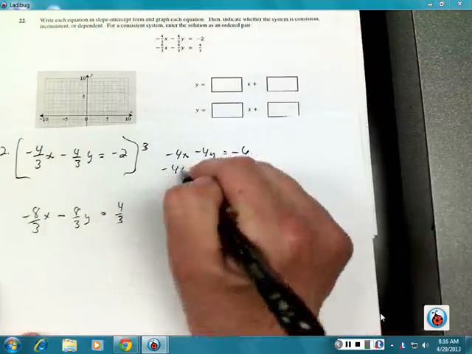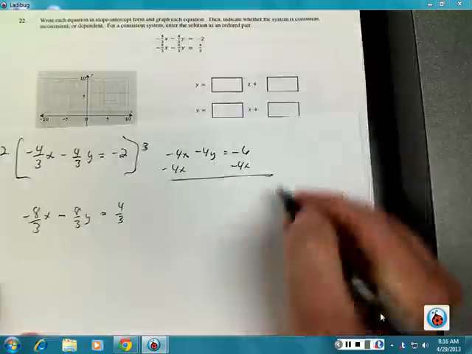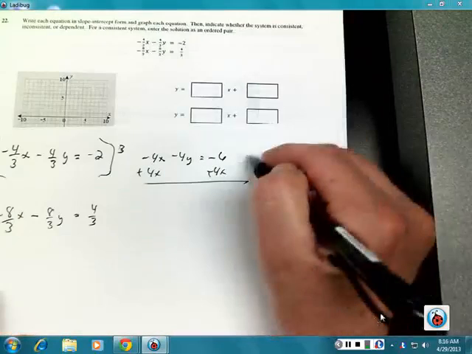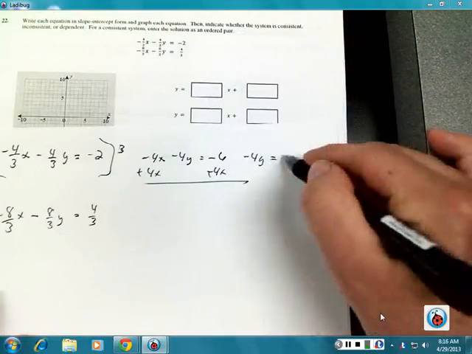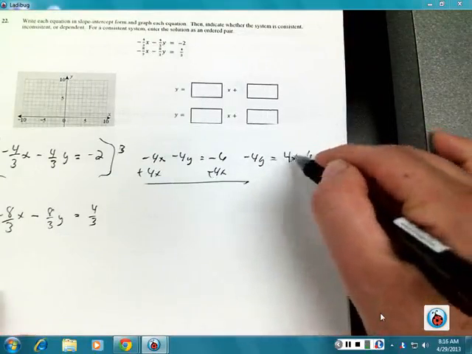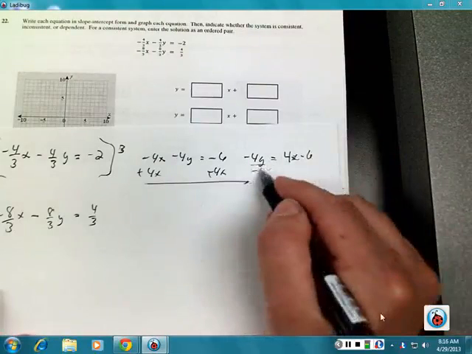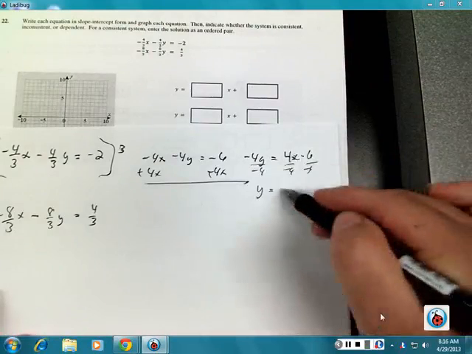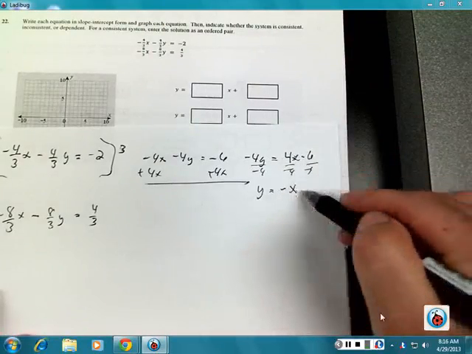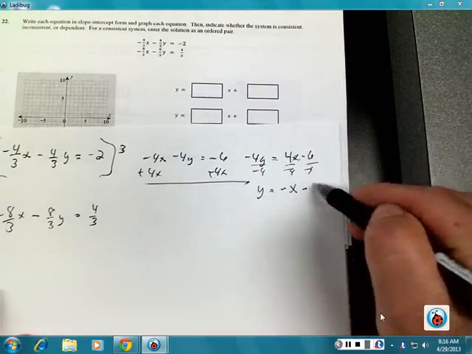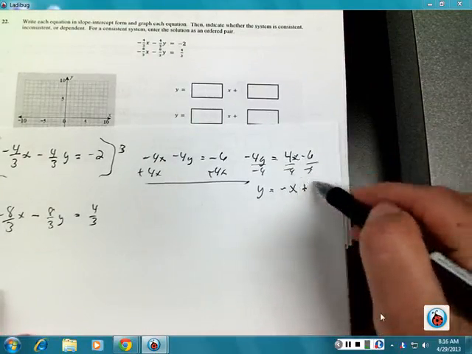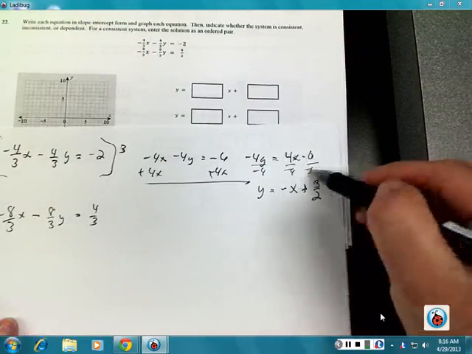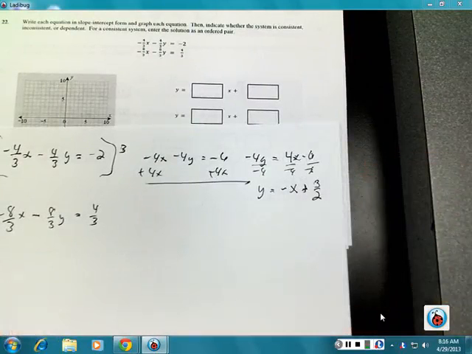So I'm going to minus 4x from both sides. Oh, add it. Thank you, thank you, thank you. And so I get a negative 4y is equal to 4x minus 6. Divide by negative 4. And I find y is equal to a negative x plus 3 halves when you reduce that, because 2 will go into 6 three times, and 2 goes into 4 twice. So that's what it comes down to.